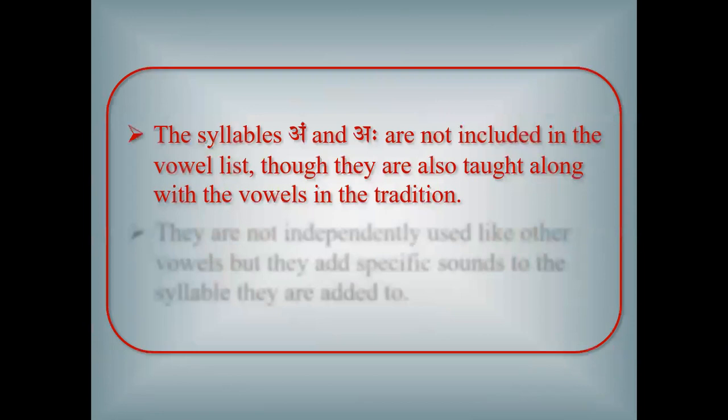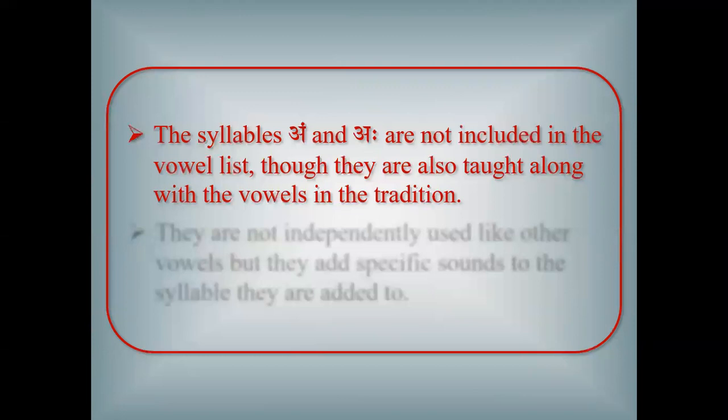So, how many vowels are there now? 13 vowels. 9 plus 4. 9 simple vowels, not short vowels, sorry, 9 simple vowels and 4 conjunct vowels. So, 9 plus 4, 13. Then, we also see the syllables.